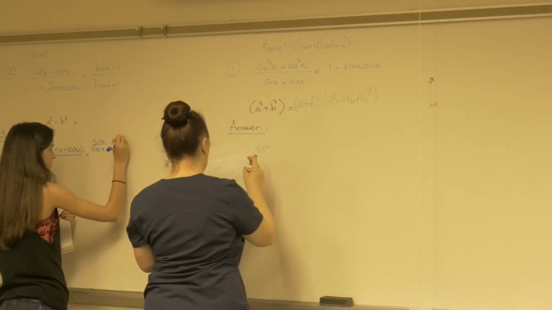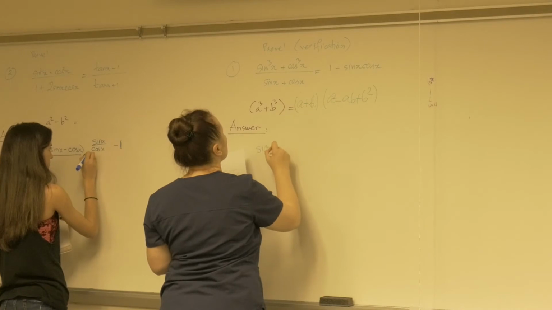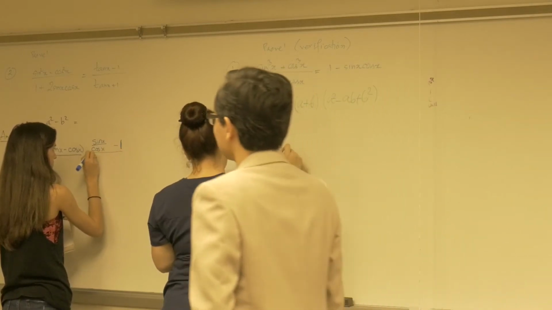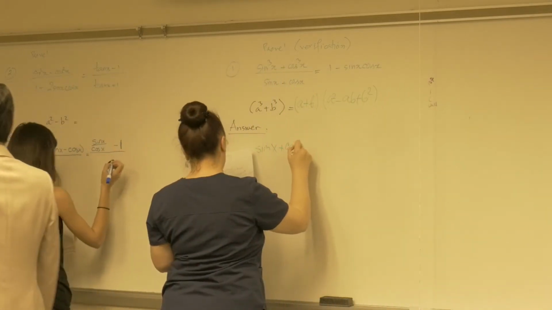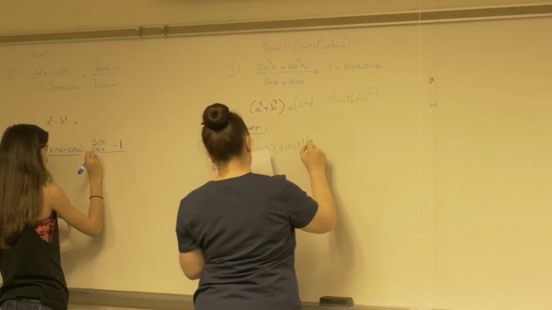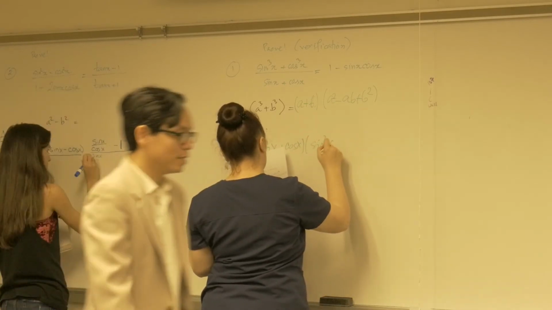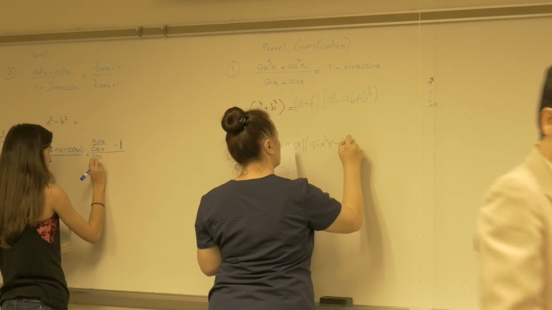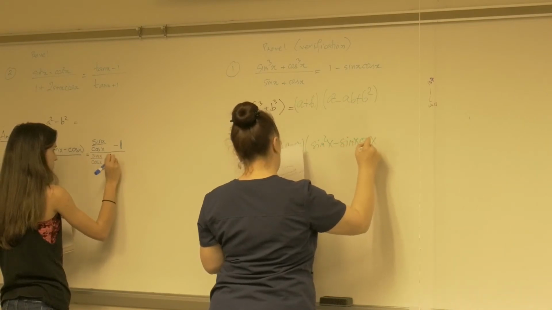Minus sine over cosine. Actually, you can't cross out tangent and stuff, right? No. Why not? Okay. If they get stuck, you guys can help them, okay?